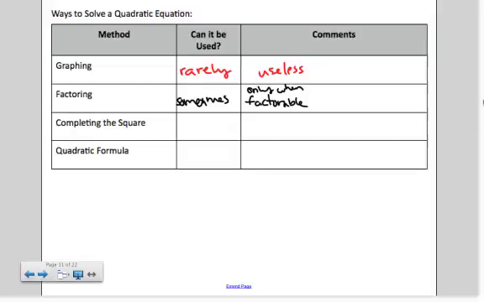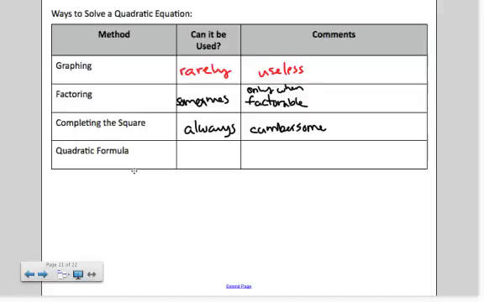We also did some completing the square. Can it be used? It can be used all the time. Always. The problem is, it's kind of cumbersome. By cumbersome, I mean it's hard and it can be a little messy and you might mess up. So completing the square is not always a good idea. In fact, it's rarely a good idea.